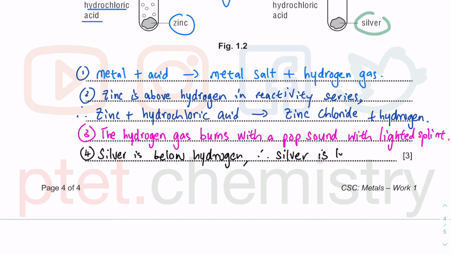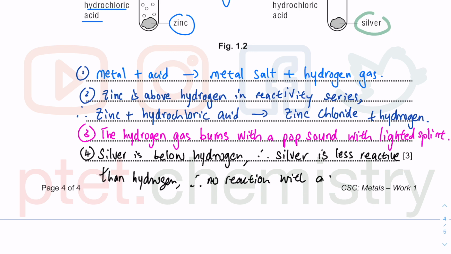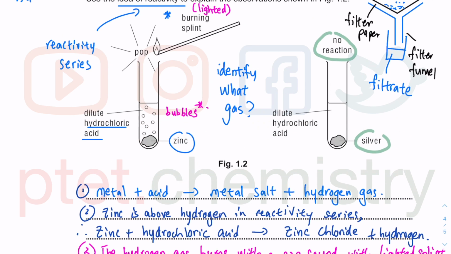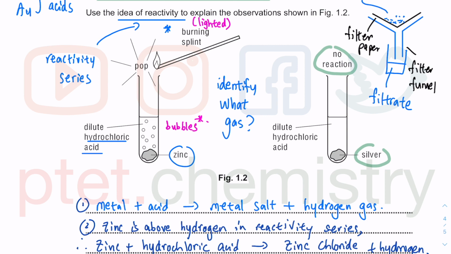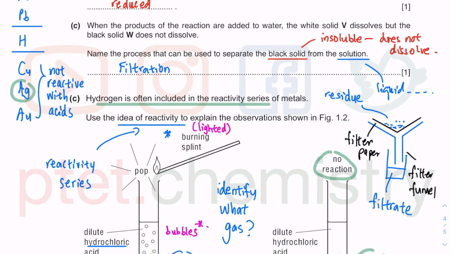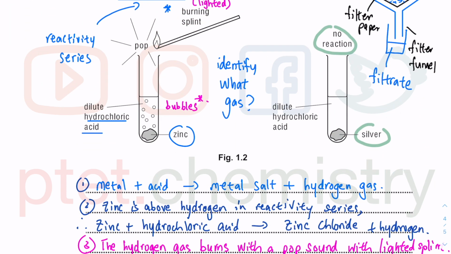Here silver is less reactive than hydrogen, and therefore no reaction with acid. No reaction with acid because here you will see no bubbles at all, as there's no reactions whatsoever, because silver is below hydrogen in the reactivity series. Silver cannot react with acid. Silver cannot kick out hydrogen gas H2 from H+ in the acid present.